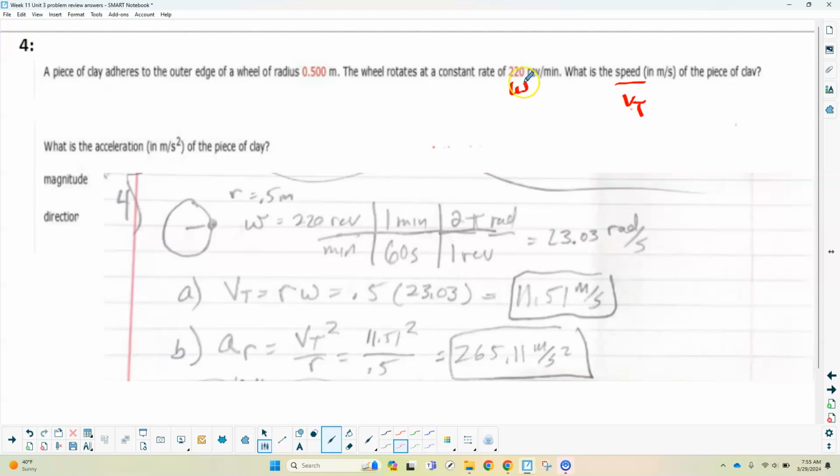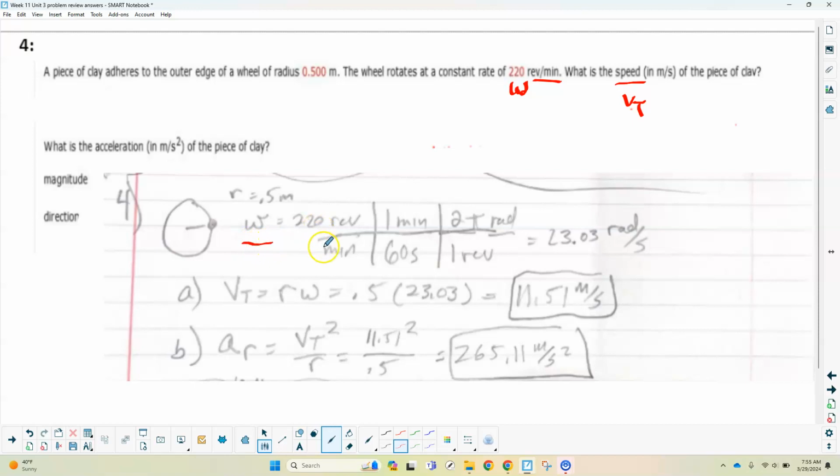So they give you omega, and it's constant, so you don't have to worry about it speeding up or slowing down. You just have to figure out what that is in a unit that is easy to convert. So revs per minute, you're going to change to rads per second. So I did that here in this first step.